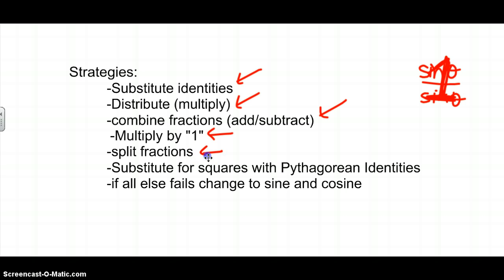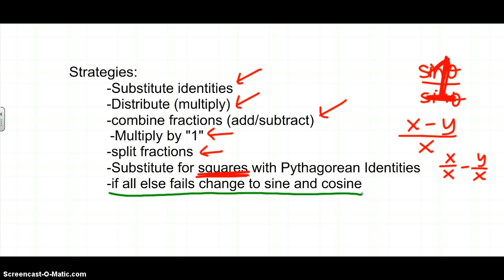You can split up your fractions. We had the example from our algebra one: x minus y over y, you could split that up into x over y minus y over y. Likewise with trigonometry. A lot of times when you see squares, especially squares that are with a 1, you're going to use something with Pythagorean identities, whether it's the ones with tangents and secants, cosecants and cotangents, or sines and cosines. As kind of a last resort, I would say change to sine and cosine.